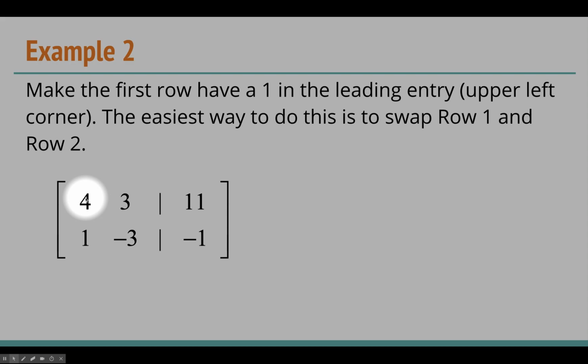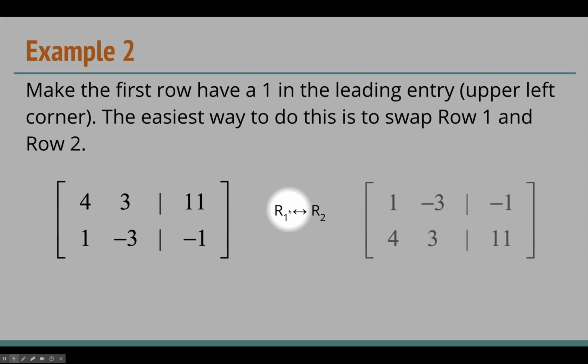Okay, now we want to make this upper left corner, this first row's leading position, to be a 1. It's not a 1. The easiest way to do this is to simply swap row 1 and row 2, because row 1 already has a 1 in its leading position. So what we'll do is simply swap row 1 with row 2 using this notation. You always want to write what you're doing between steps, and we'll get this. So we just swap the rows. It just changes the position of each equation, no problem. That's the easiest way to do it.